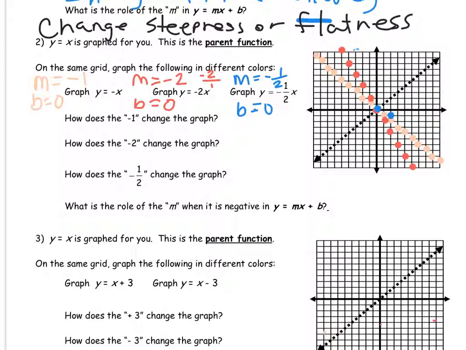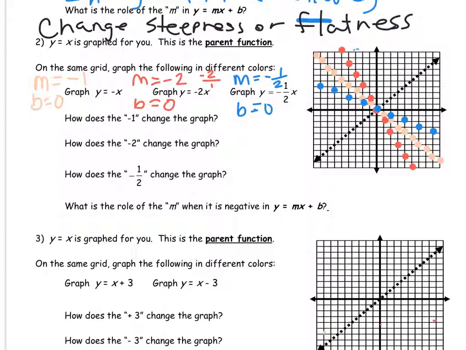Down 1, to the right 2, put a dot. Down 1, to the right 2, put a dot. And keep that going. Now we're going to go backwards. So up 1, backwards 2, put a dot. Up 1, backwards 2, put a dot. Up 1, backwards 2, put a dot. And now we have our blue line.